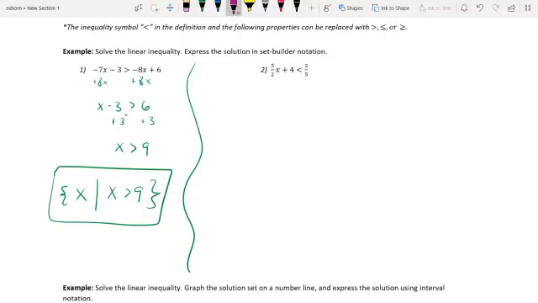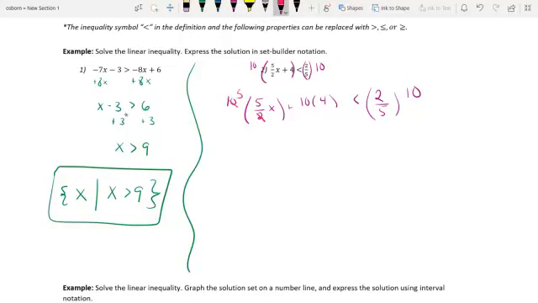Alright, the next problem, we've got fractions. So what do we do if we don't like fractions? We get rid of them. We multiply by the least common denominator. In this case, that means I'm going to multiply both sides by 10. So I've got 10 being multiplied by 5 over 2x plus 10 times 4 is less than 2/5 times 10.